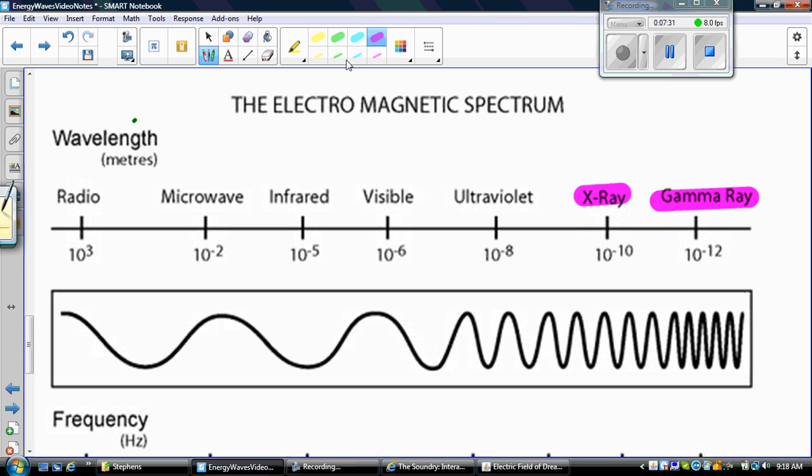Our atmosphere blocks some of the ultraviolet radiation from the sun, but not all. That's why it's always so important to wear sunscreen when you go outside so you don't get exposed to the ultraviolet radiation. And then the rest of this, our atmosphere does not block. And that's why we're able to see light coming in. That's our visible light spectrum.